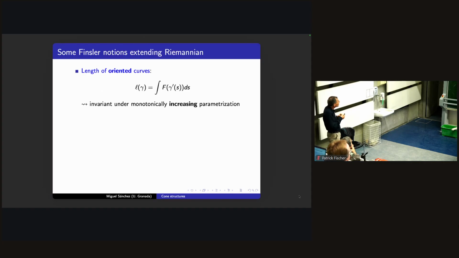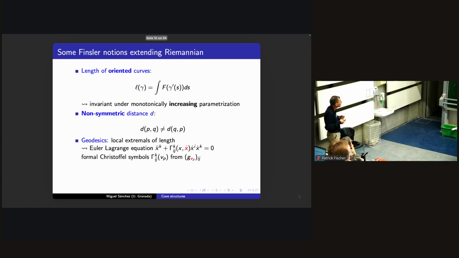In a Finsler metric, we can define the length of oriented curves, just integrating the norm of the velocity. This is invariant under monotonically increasing parameterization. So if we reparameterize the other way around, perhaps the length is different. So we have a non-symmetric distance associated to this Finsler metric.